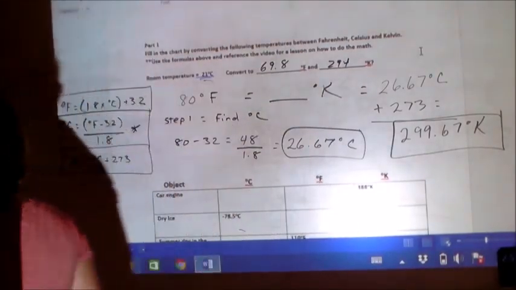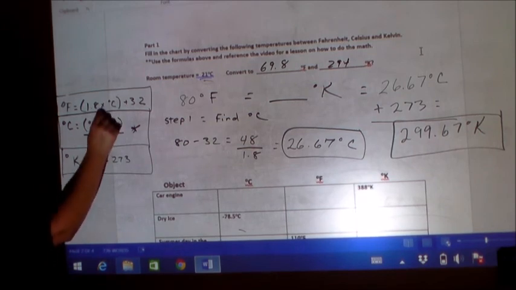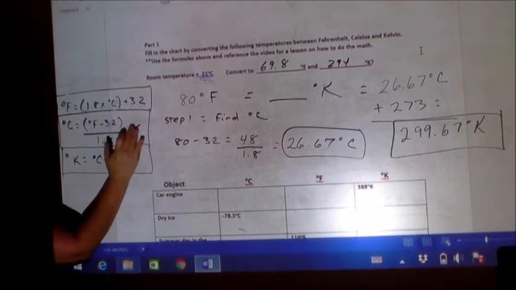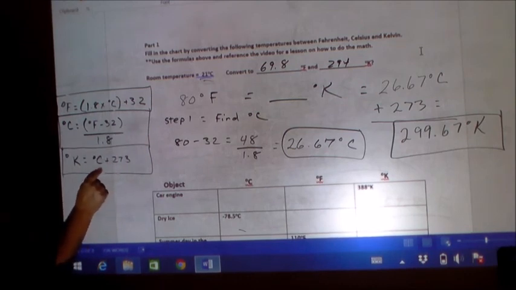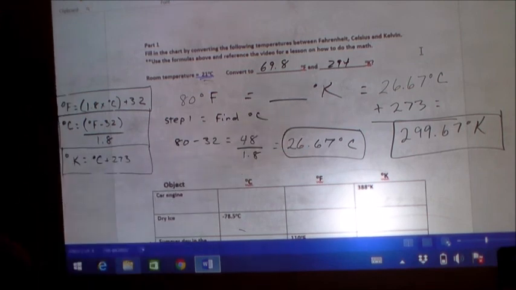So that's really going to be the only one that would be tricky. Everything else is self-explanatory. If you have it, plug it in. But if there is no direct link between, say, Fahrenheit and Kelvin, it's a two-stepper. You know you can find Kelvin if you have Celsius. So first find Celsius, then you can find your Kelvin.